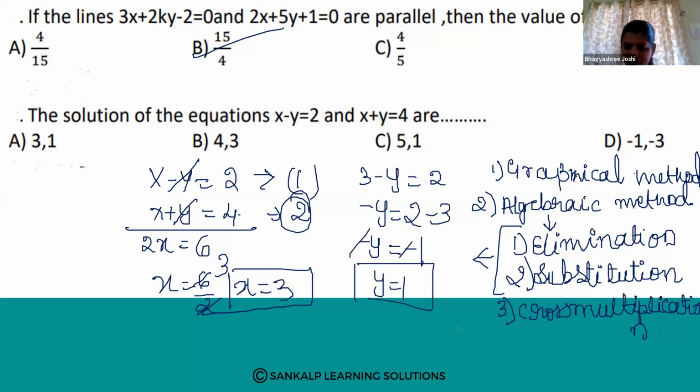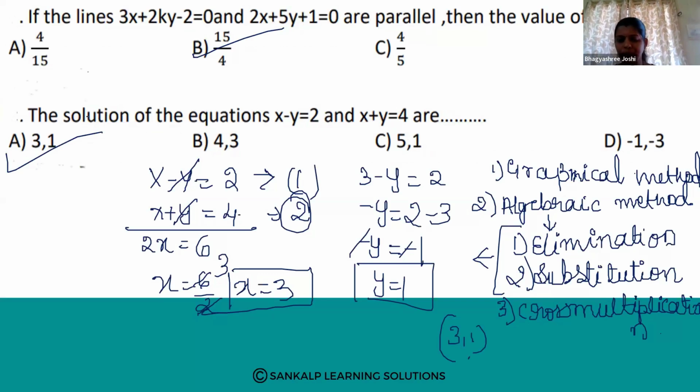So x and y values are 3 and 1. Is it there in the options? Check. 3 and 1? Yes. So 3 and 1, option A is right. If you use substitution method, then also you will get same values for x and y, right?